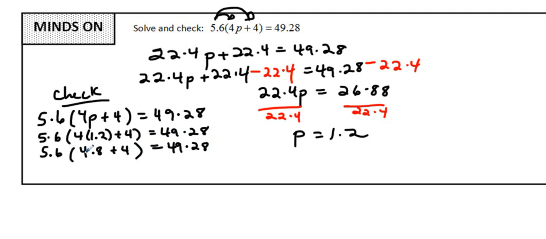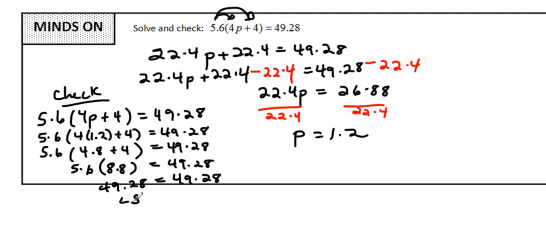Let's see if left side equals right side. 4.8 plus 4 is 8.8. And this is 5.6 times 8.8. Does that equal 49.28? Let's check. 5.6 times 8.8, 49.28 on the left side. We've got 49.28 on the right side, and we've got left side equals right side. So we know that the solution is p equals 1.2. All right, let's get started on the lesson.